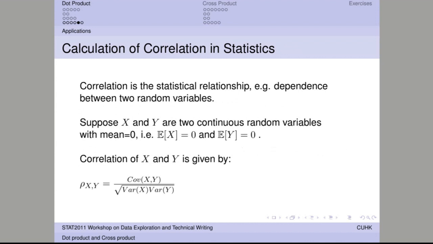The third one is calculating the correlation in statistics. Correlation is the statistical relationship, like dependence, between two random variables. Suppose x and y are two continuous random variables with mean 0. Their correlation is given by rho x,y equals the covariance of x and y over the square root of variance x times variance y.